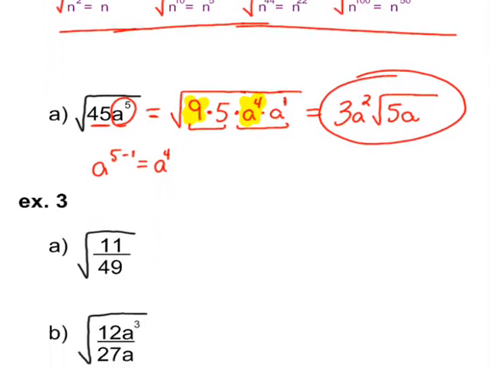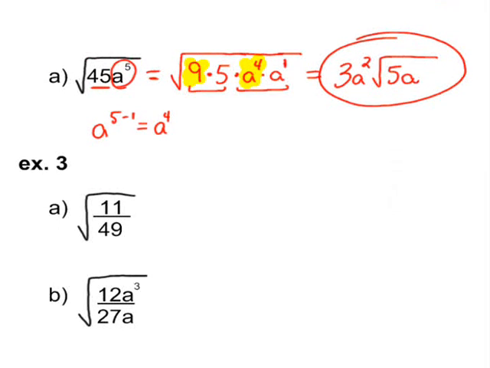Alright, example 3. We have two fractions underneath the radical. First thing you want to do with fractions is see if you can simplify it. So for our first example, I have 11 over 49. That does not simplify. So we're going to go on to the next step, which is giving each of them their own radical. 11 gets a radical, 49 gets a radical.